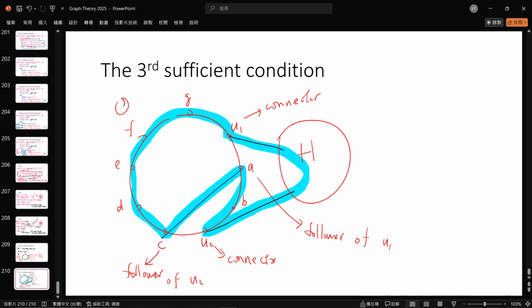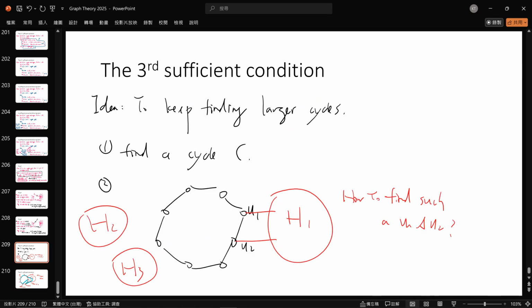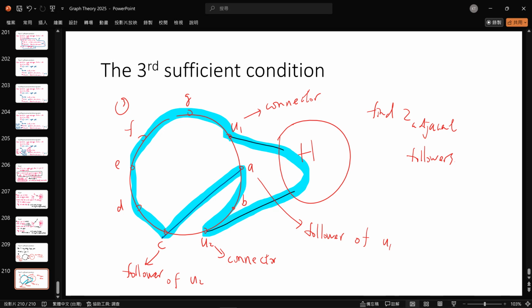So the key idea is to find two adjacent followers. If you can find two adjacent followers, you can have a larger cycle. And when you have a larger cycle, you can just repeat the process. So go back to the step and try to find U1 and U2. This time U1 and U2 are adjacent to the same component again, so we can get a larger cycle, and then repeat this step again and again until we find a Hamiltonian cycle.